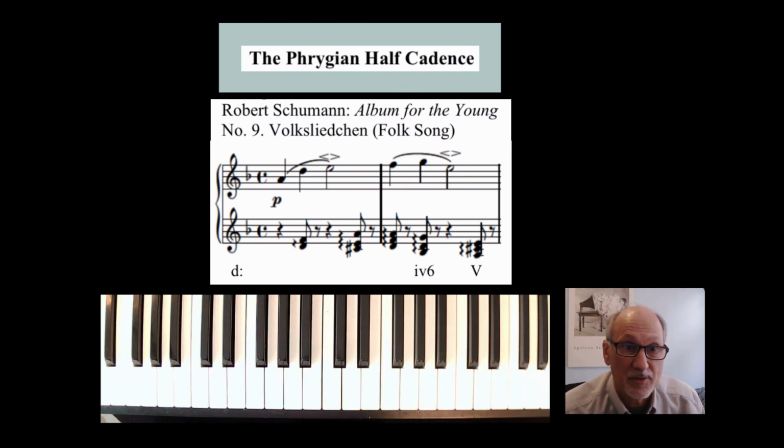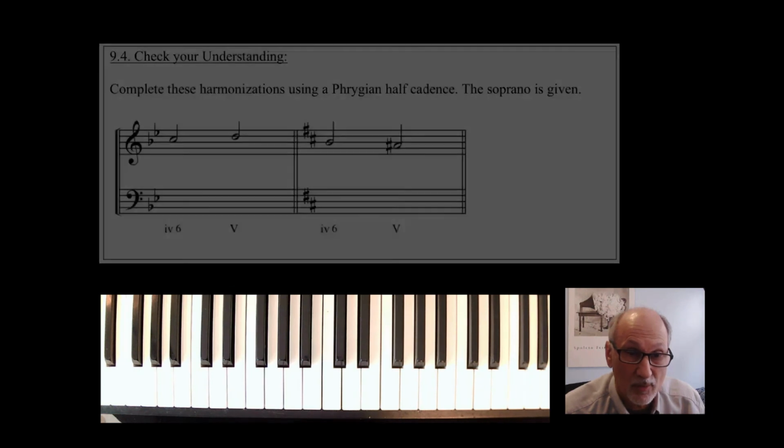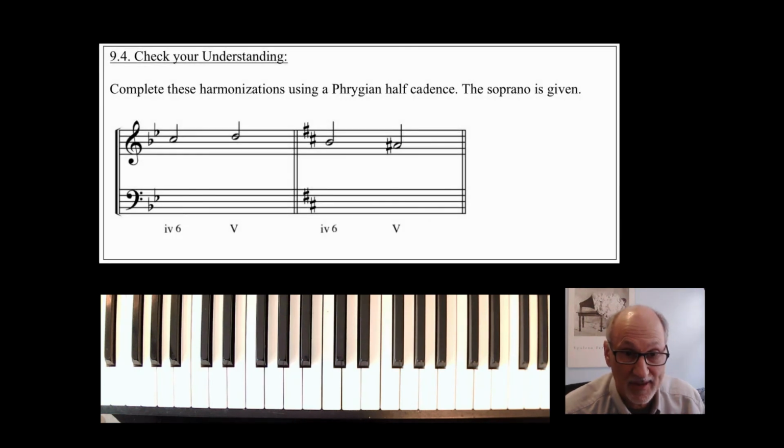So you can go ahead and do Check Your Understanding 9.4, in which you're going to actually harmonize some Phrygian half cadences. In each case, it's a 4-6 going to 5. So a 4 chord in first inversion going to 5. Just make sure when you write the 4-6 chord that you double the soprano with one of the inner voices, and then take care when you go into the 5 chord to make it nice, smooth voice leading.